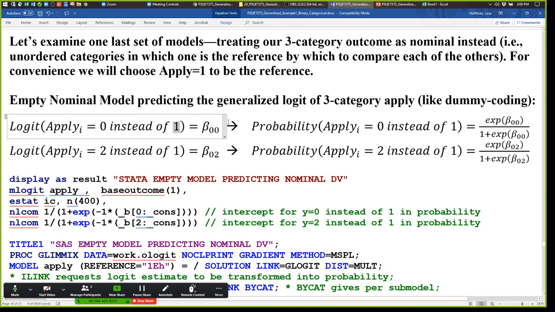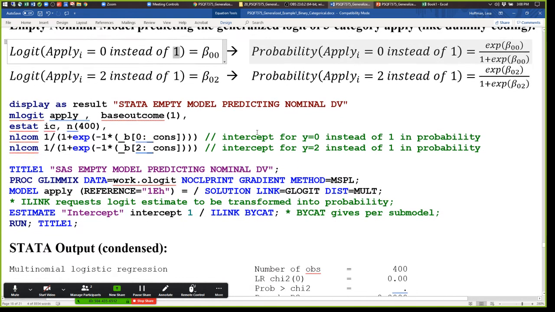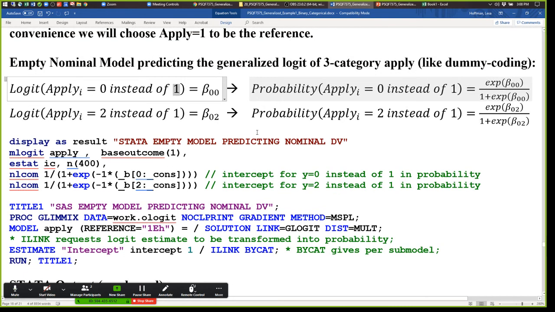So the first model is going to say, what is the logit of a 0 instead of a 1? The second model is going to say, what is the logit of a 2 instead of a 1? So maybe is my anchor point since it's in the middle. You can pick whatever you want. Now, there is no proportional odds. Everything is estimated separately always.